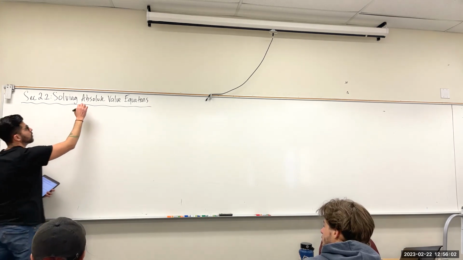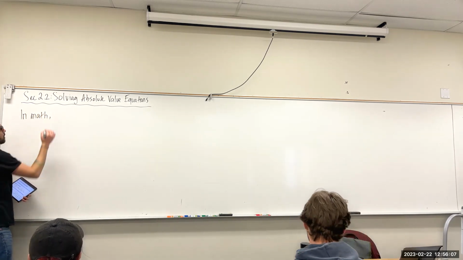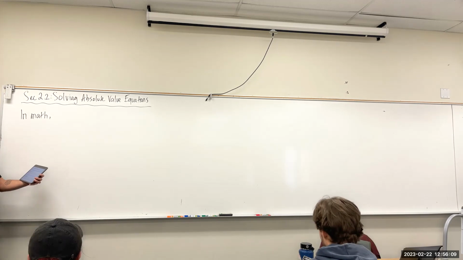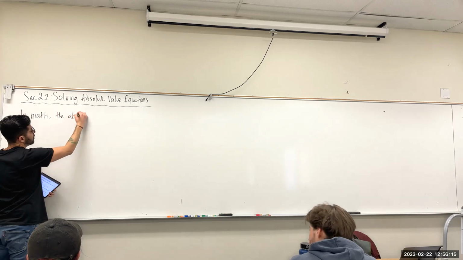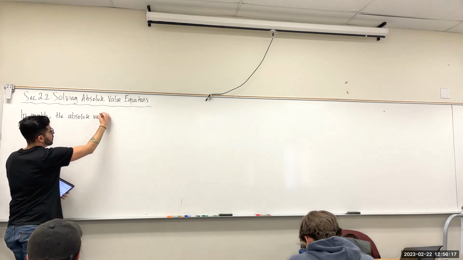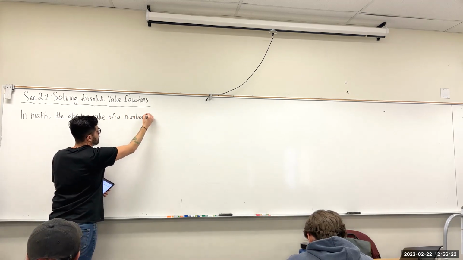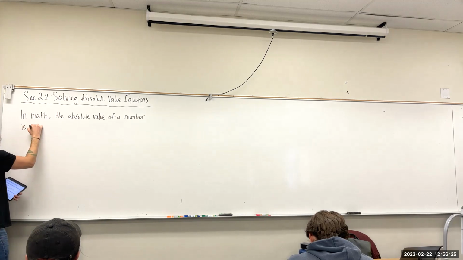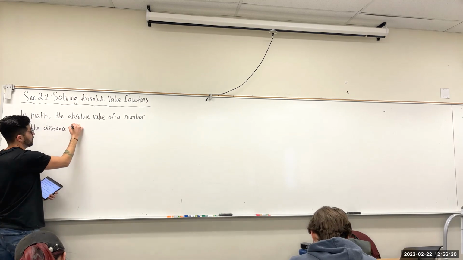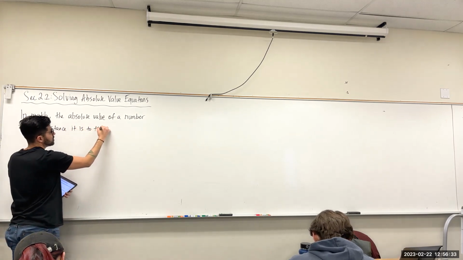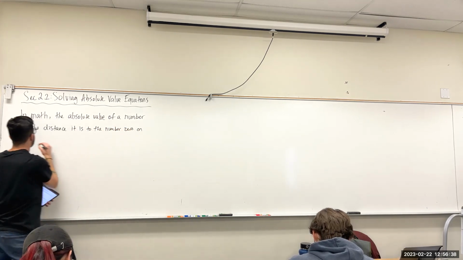Okay, so we're going to start first with the absolute value. There are different ways to think about it, but one of the formal definitions is, in math, we say the absolute value of a number is the distance it is to the number 0 on a number line.